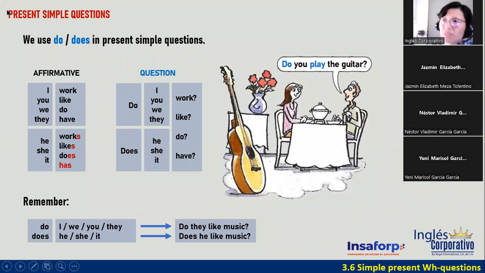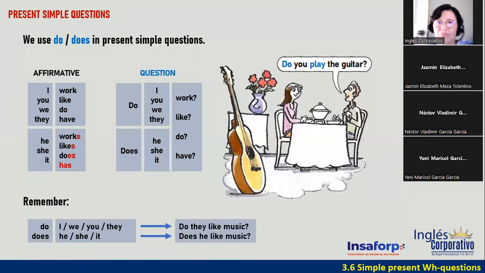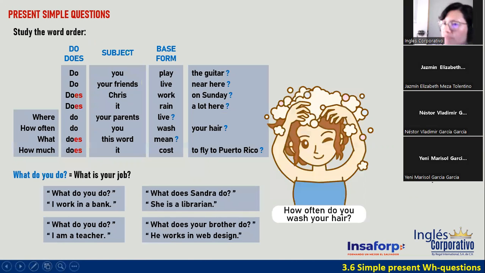Give me a second. Ahí está, se quedó stuck. Ahora sí. And I will share them with you. Se los voy a compartir. Perfecto.